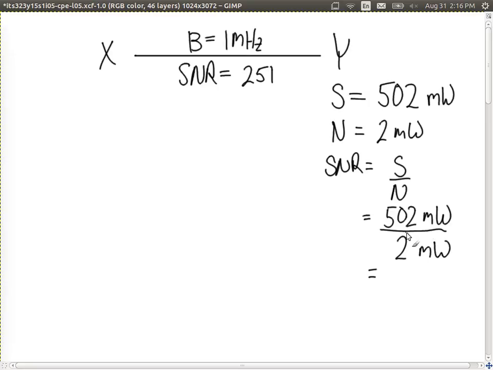Note that the signal-to-noise ratio is a ratio. It's dimensionless. There are no units here. It's simply 251. So that's just an example of what the SNR means. If the signal received was 251 microwatts, then the noise would be 1 microwatt and we'd have the same signal-to-noise ratio. The capacity equation from Shannon only cares about the ratio between those values, not the absolute value.